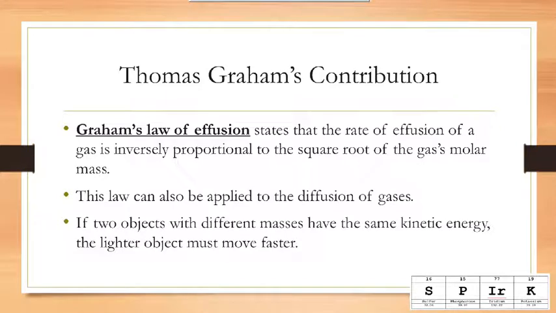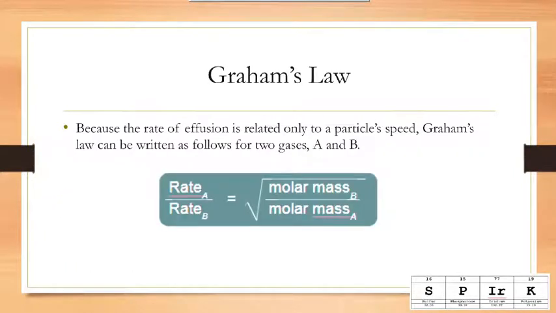If two objects with different masses have the same kinetic energy, so they're moving with the same energy, the lighter object is going to move faster. Because the rate of effusion is related only to a particle's speed, Graham's law can be written as follows for two gases. We'll say those gases are A and B. So the rate of A over the rate of B, and now this part is a little tricky to remember, it equals the square root of the molar mass of B over the molar mass of A.